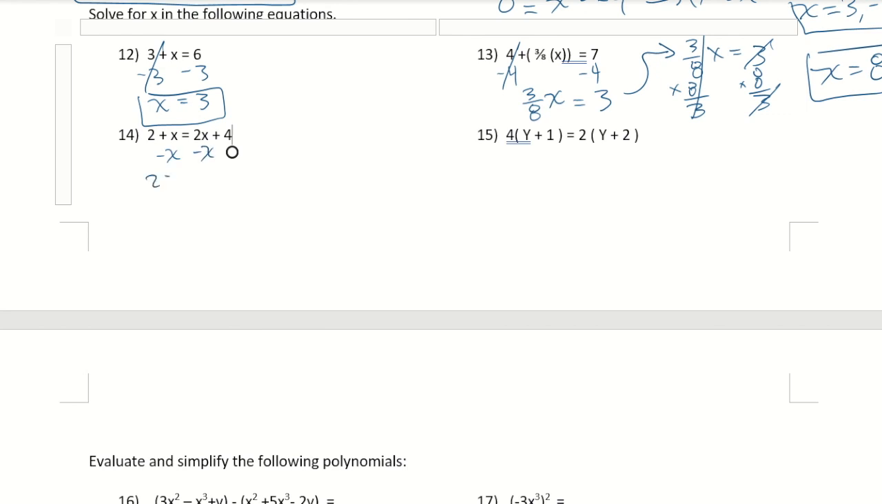This one we have minus x, so then we get 2 equals x plus 4, and x equals -2.